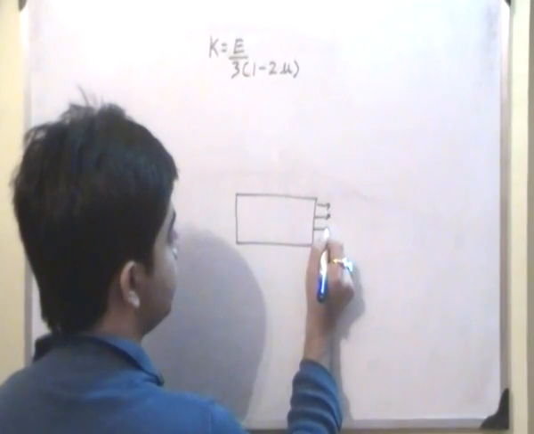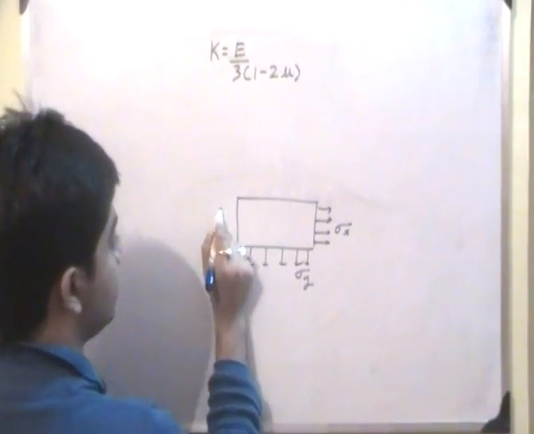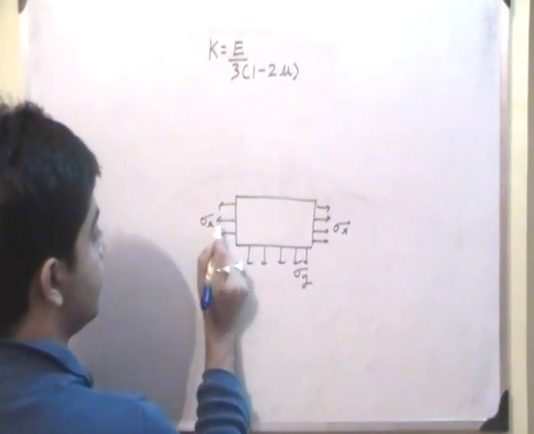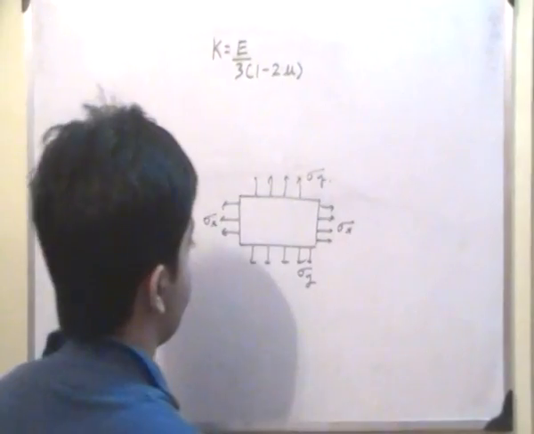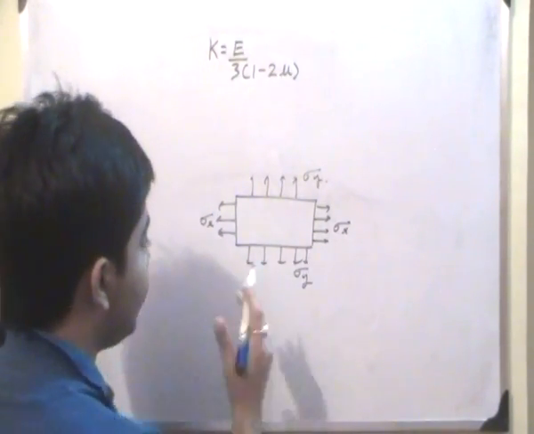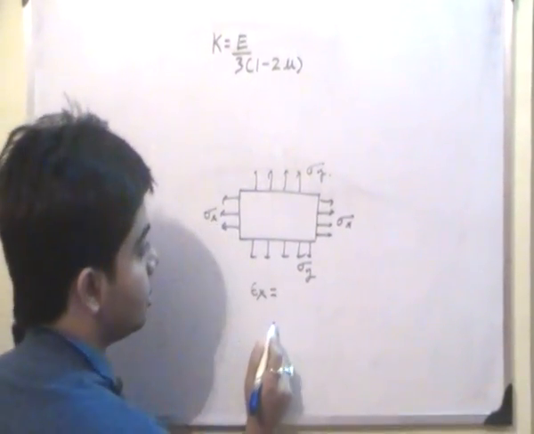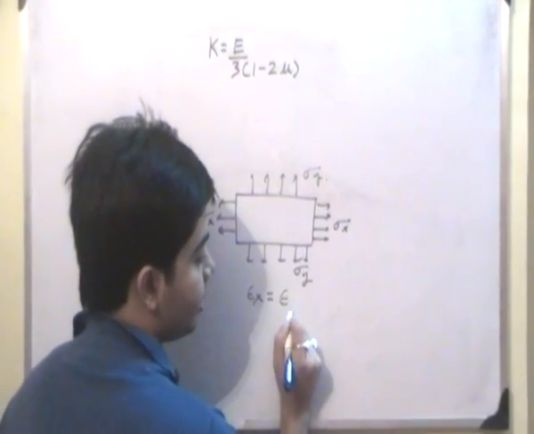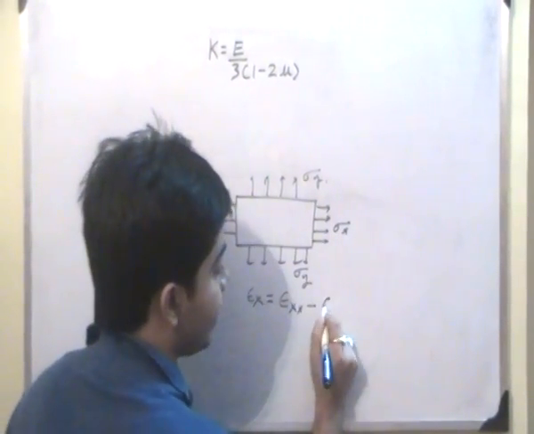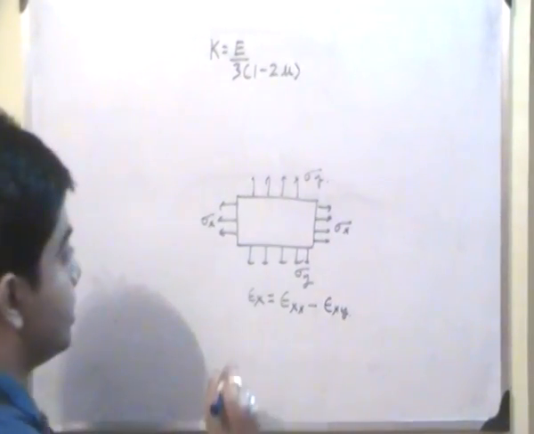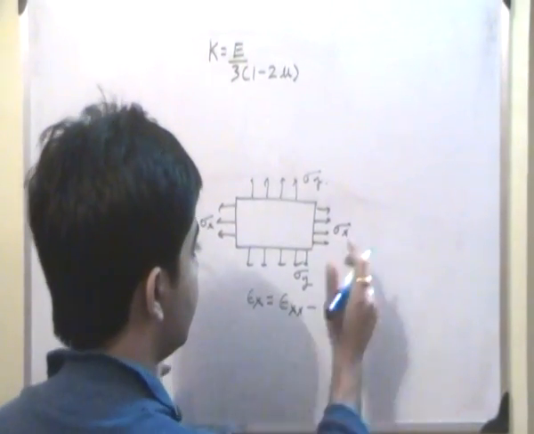For example, this is a body subjected to a biaxial state of stress. This is sigma x, and this is sigma y, suppose. Now let us try to find the strain along the x direction. The strain along the x direction will have two components. Number one, the strain along x due to sigma x, minus the strain in x direction due to y. Now why minus? Because the stress in the y direction will have a contracting effect in the x direction.